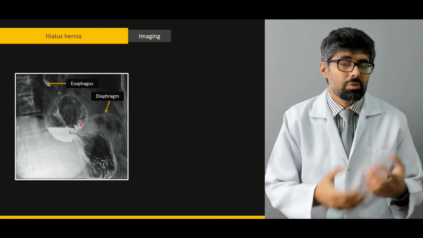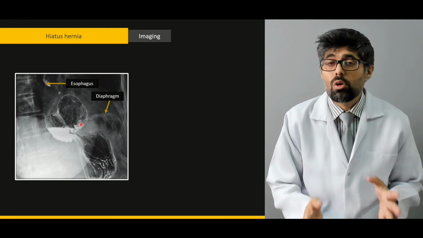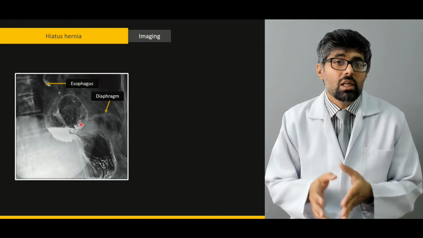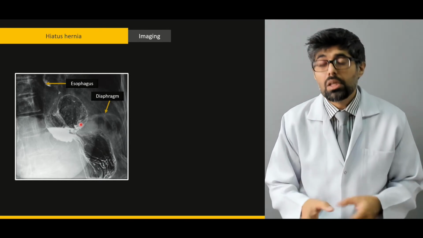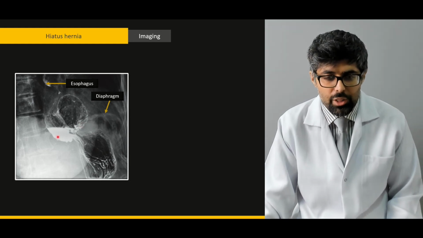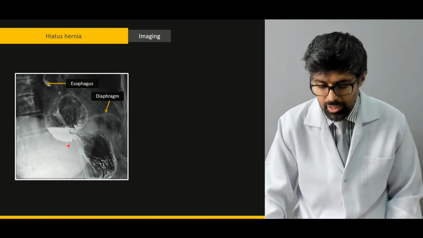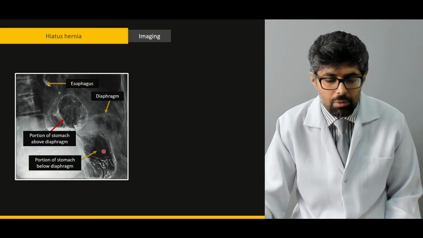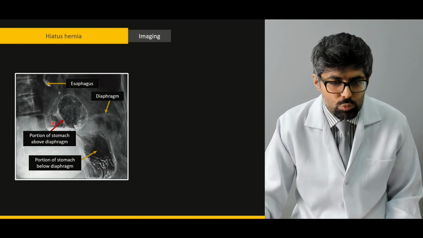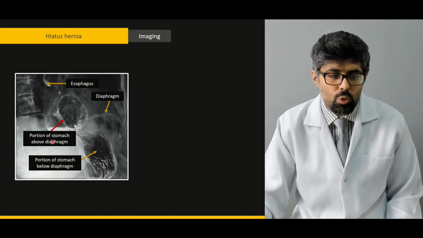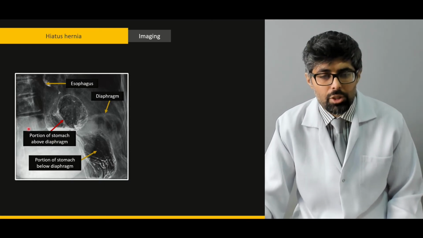Now, if there is a problem in the small intestine, it can be recorded. If there is a problem in the esophagus, it can be recorded. If there is a problem in the stomach, it can be recorded. Now, this is the barium study of the hiatal hernia, where there are two portions of the stomach, because the stomach has moved into the thoracic cavity through this opening of the diaphragm near the vertebral column.